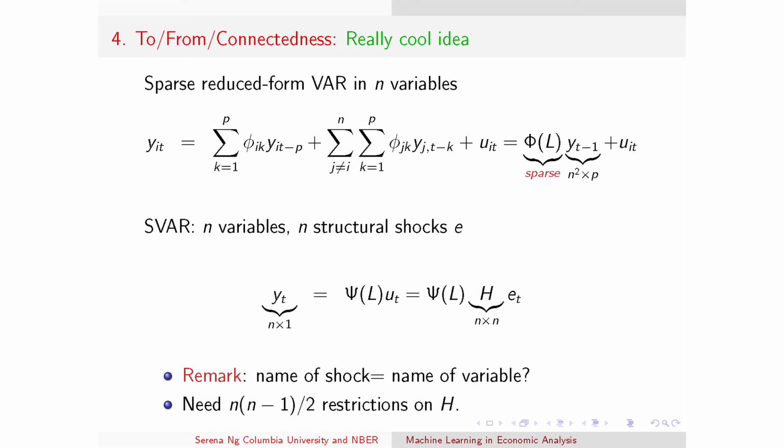Then once you have the sparse matrix, you put it in a VAR, and for those of you who don't know VAR, you have to make some assumptions about this H matrix to go from the reduced form model with errors u to the structural errors e. But when N is high dimension, this H matrix, which is N by N, is gigantic, and we need N times (N minus 1) over two restrictions. When N is 96, you need a lot of restrictions, which is a bit hard. So I thought, well, can we do better?